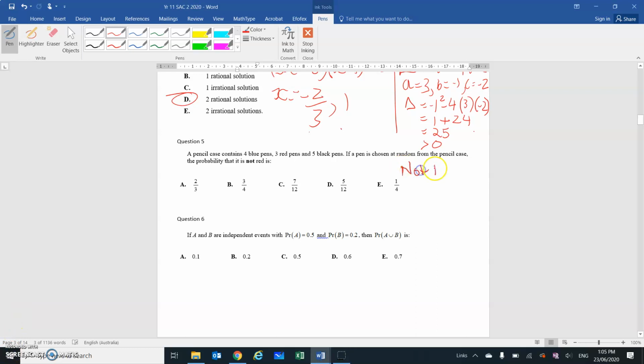Not red is just the total is 12. If we minus 4 blue, if we minus 5 black, we get 9 pens that are not red. But we need to find it in terms of probability. So probability of not red is what we found there. That number 9, the number of not red pens, divided by the total, which as we said was 12, because 4 plus 3 plus 5 gives us 12. Now that's not an option because we always express our fractions in the simplest form. That simplifies to 3/4, which is option B.